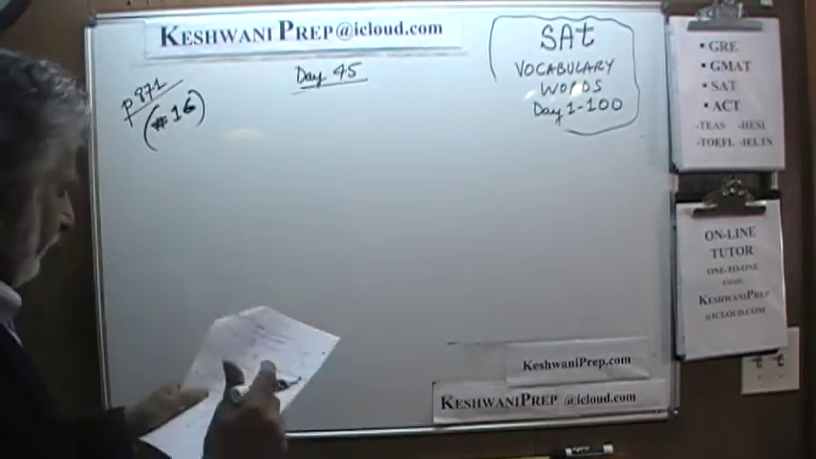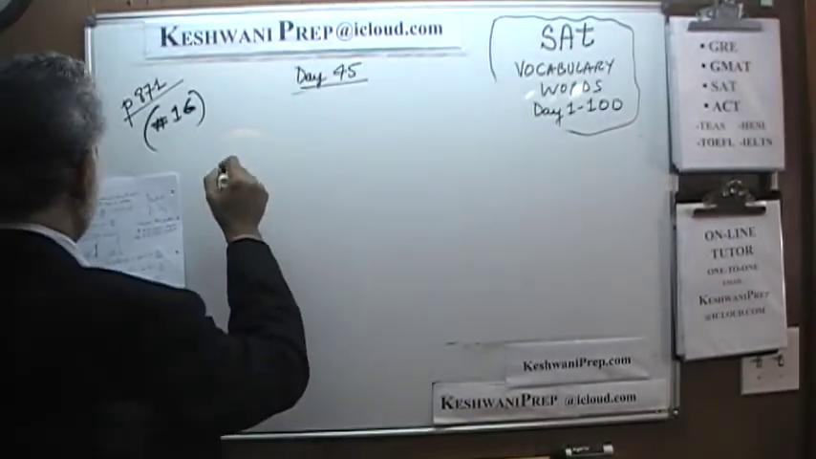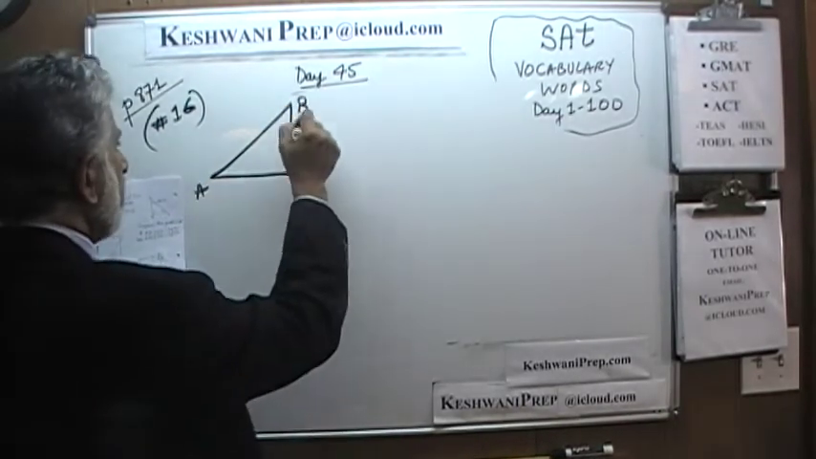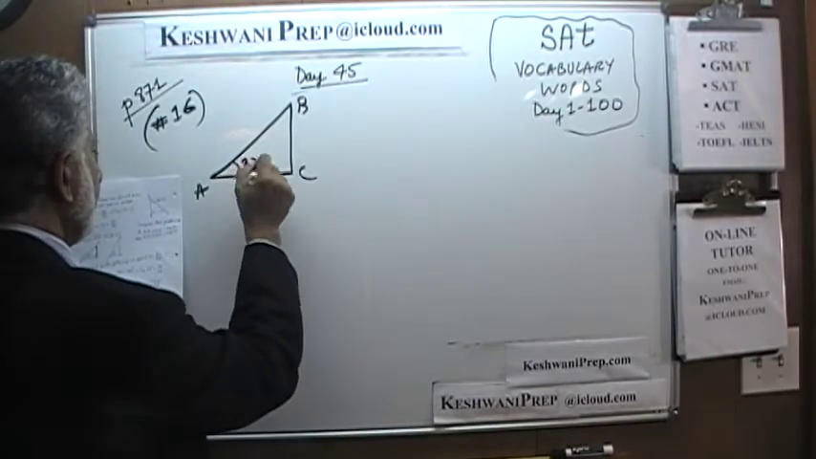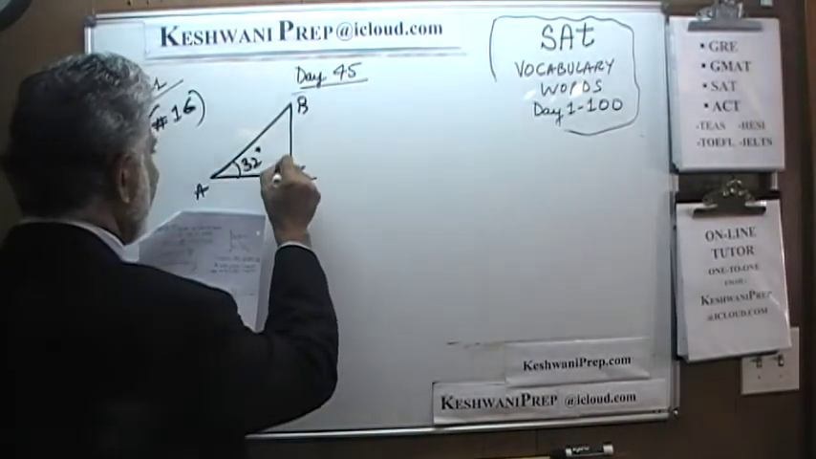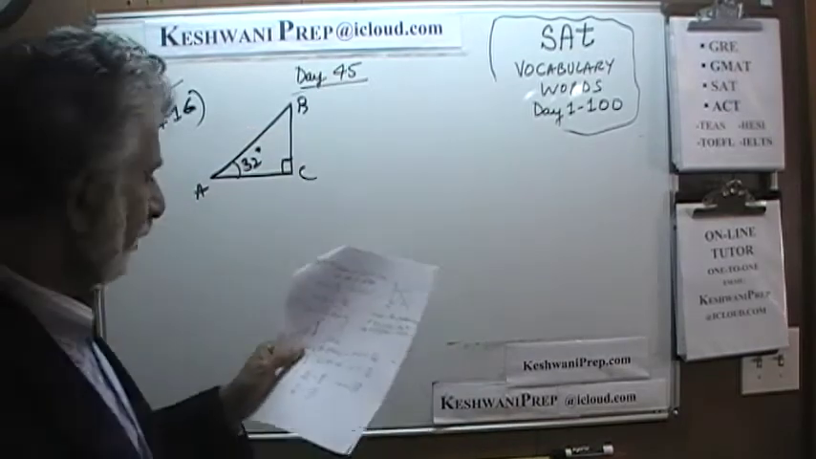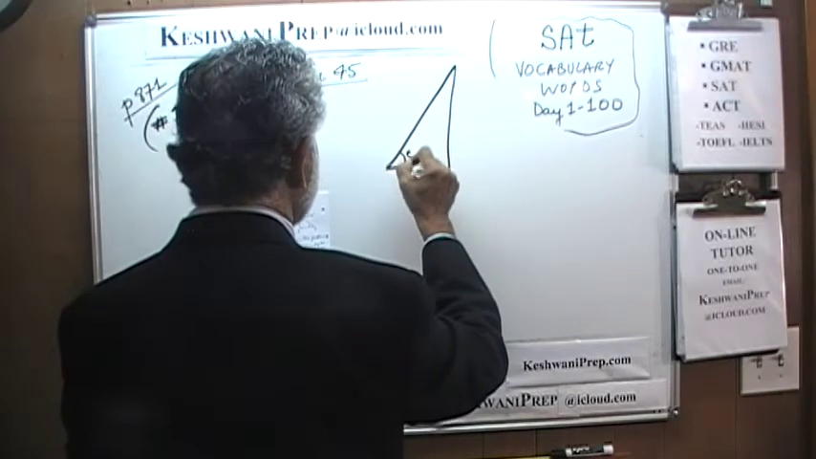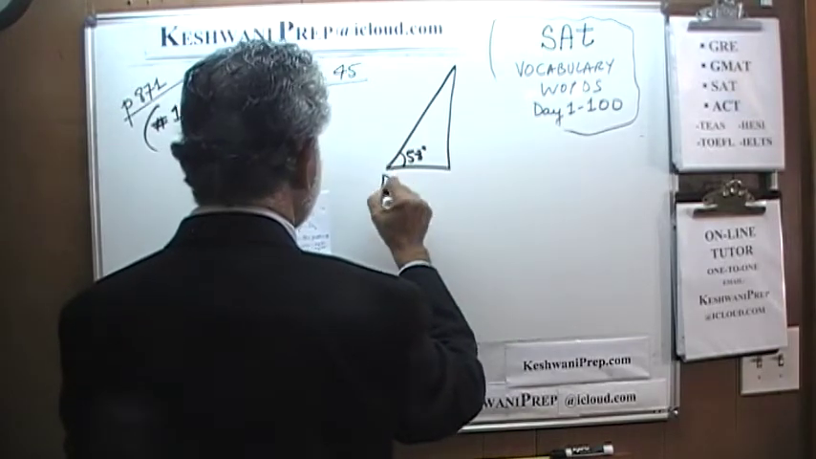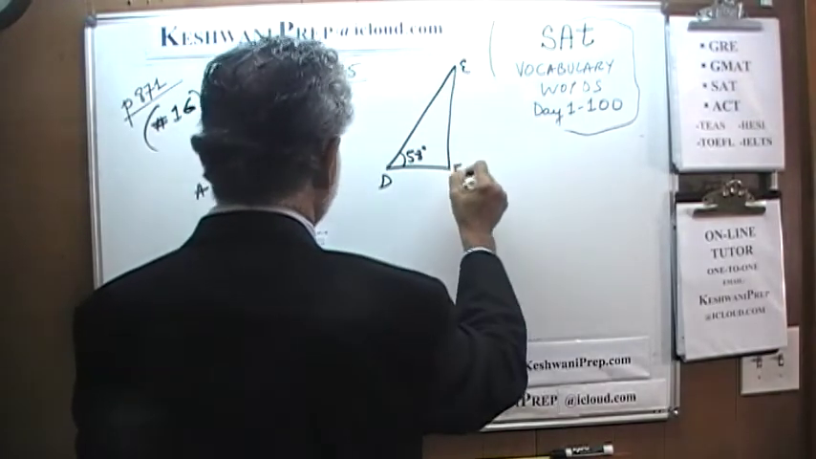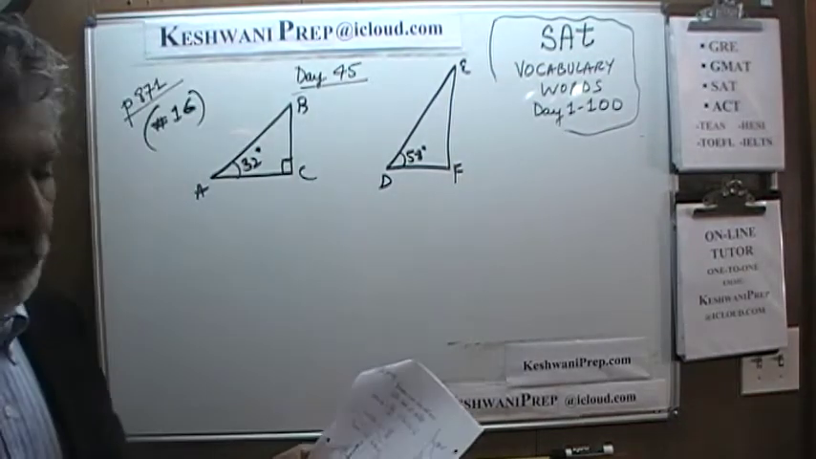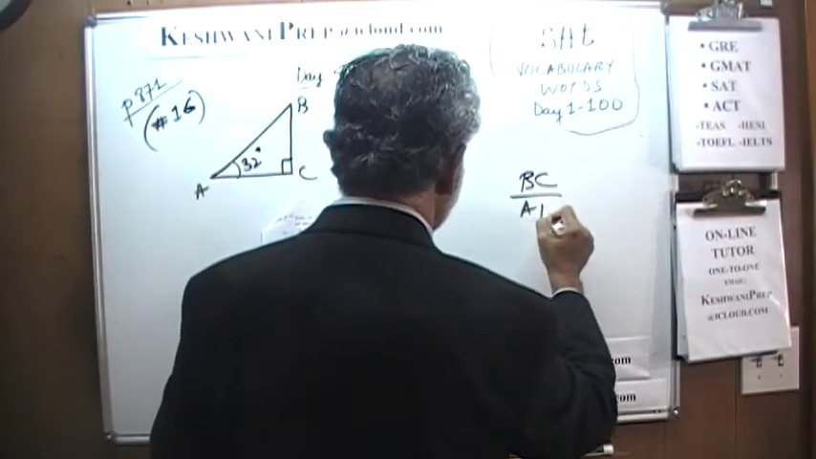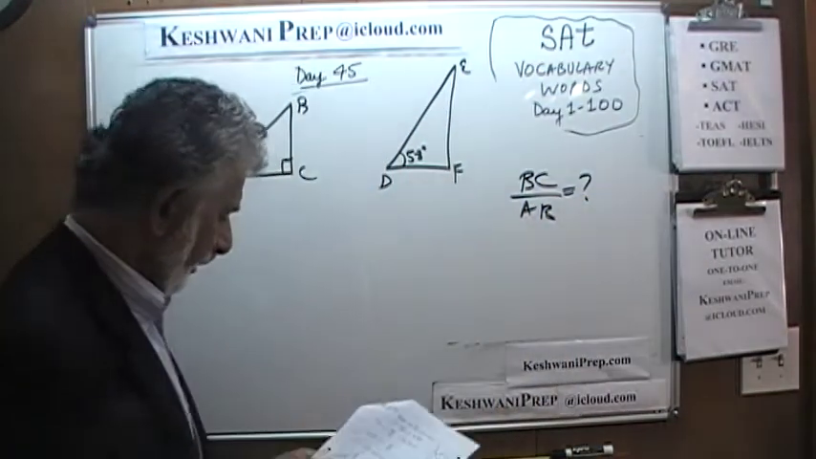So let's take a look at it. Let's do number 16 now. So we have triangle ABC. And this is 32. This is a right angle, obviously. It would have to be a right angle because that's what we're dealing with. This, we are told, is 58 degrees. D, E, F. And the question is, which of the following is equivalent to BC over AB? Let's find out, shall we?